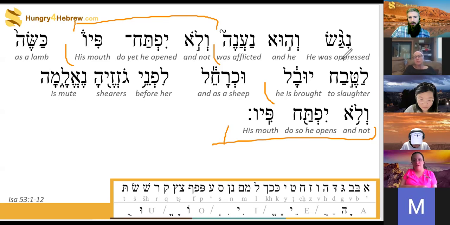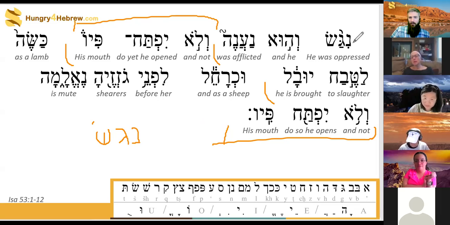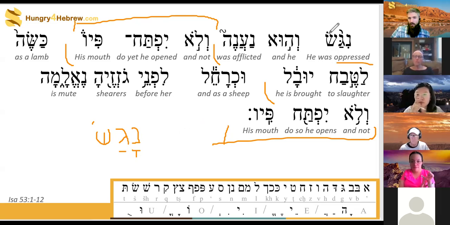Nigash appears in the passive. Is this passive? It's Nifal, isn't it? Is that nigash or nigas? It's nigas. Thank you. Sin is never sh. So what's the root? Nagas. It has to be Nifal from the root nagas, so we'd have to look up what the root nagas means. Here it has the translation oppressed. I'm not sure about this.